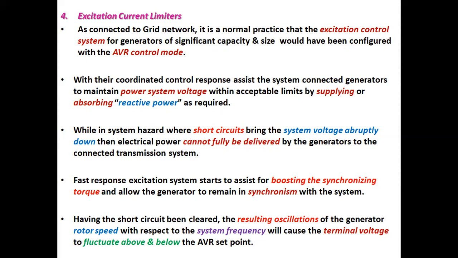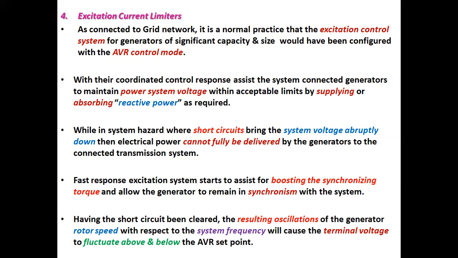While the system hazards, where short circuits bring the system voltage abruptly down, electrical power cannot fully be delivered by the generators to the connected transmission system. Fast response excitation system starts to assist by boosting the synchronizing torque and allows the generator to remain in synchronism with the system.